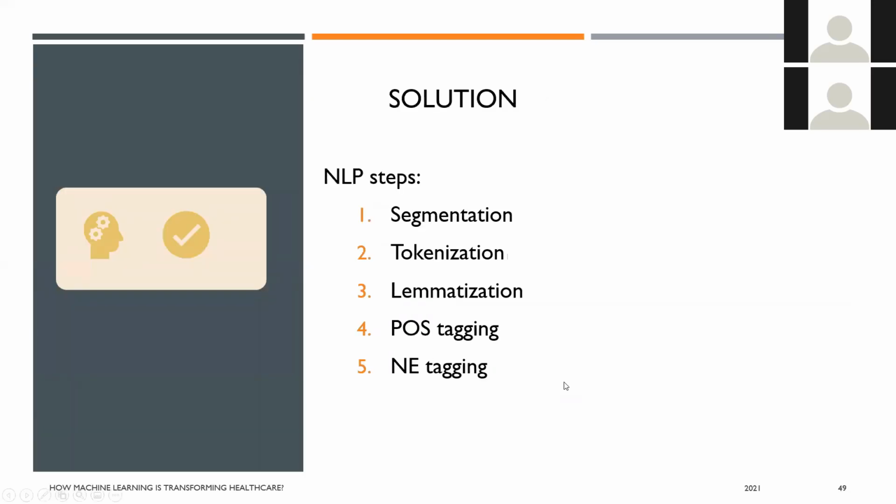So let's see, the NLP steps start from segmentation, which is the first step and results in the sentences, then the tokenization, which results in the tokens or the words, and then the lemmatization, which results in the roots or the stems, and then the POS tagging, which results in the tagged words with the part of speech tagging, and NE tagging. This is the last step, named entity tagging. So this is the NLP process.